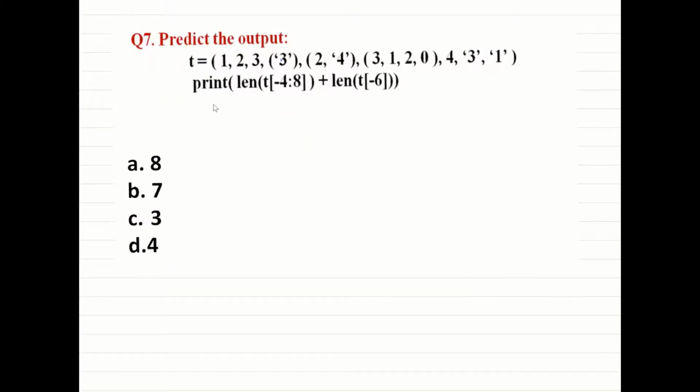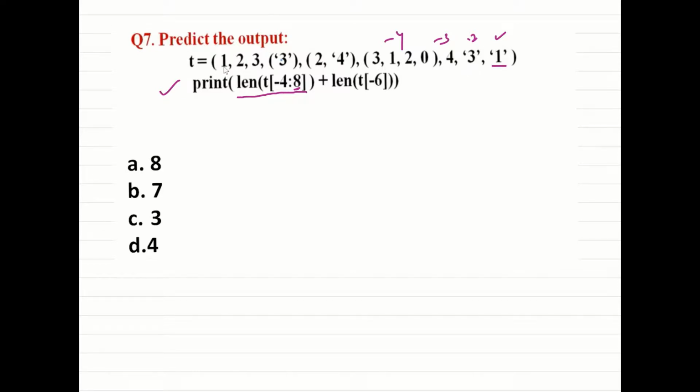Question number 7 is predict the output. Again, here is a tuple which is a combination of nested tuples, and we have to find out the answer of this statement. Let's find out. Length of t minus 4 to 8. Now find out the negative index. This is minus 1, minus 2, minus 3 and minus 4. And the last value is 8. So it will reach, but it will not read the 8th element. It will read up to index 7.